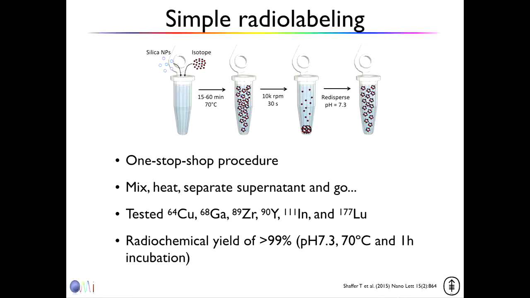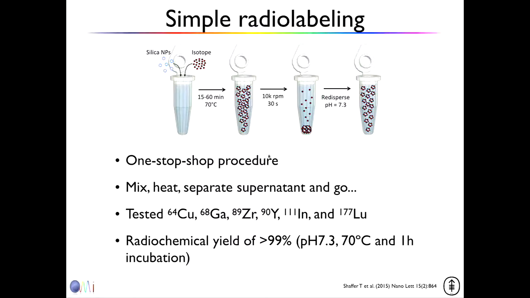What happens here is you mix the silica nanoparticles with your isotopes. You need certain conditions, 70 degrees. Then you spin the particles down and wash them, basically removing whatever is left and free radioactivity, and disperse them, and then you've got radiolabeled silica nanoparticles. So it's mix, heat, separate the supernatant, and basically go.